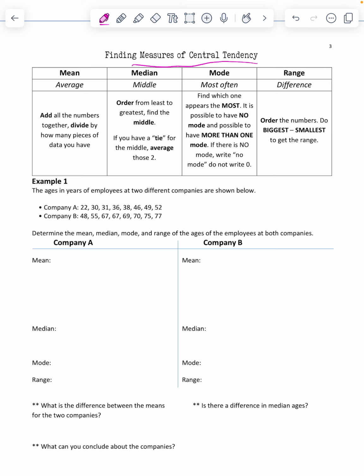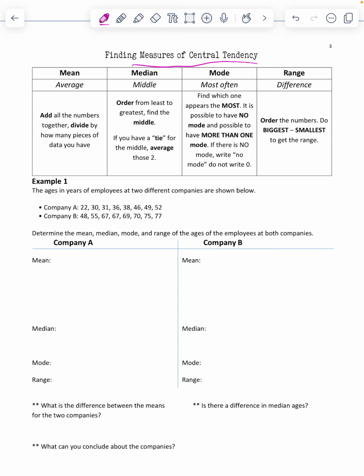The mode is the number that occurs most often. So a number that pops up the most would be the mode. Now you can have more than one mode. You can have no mode at all if every number occurs once. It really depends. And then the range is just the difference of the largest number minus the smallest number.